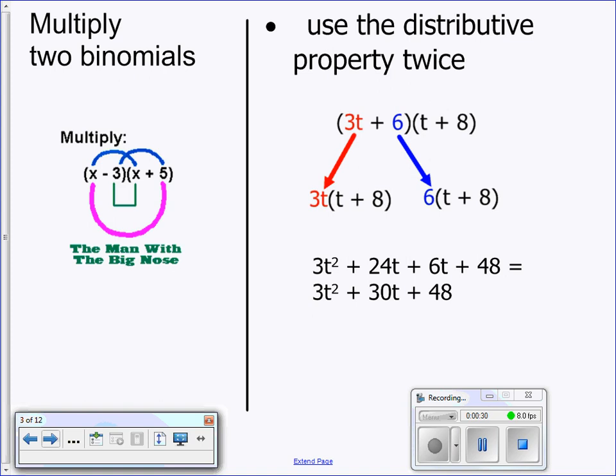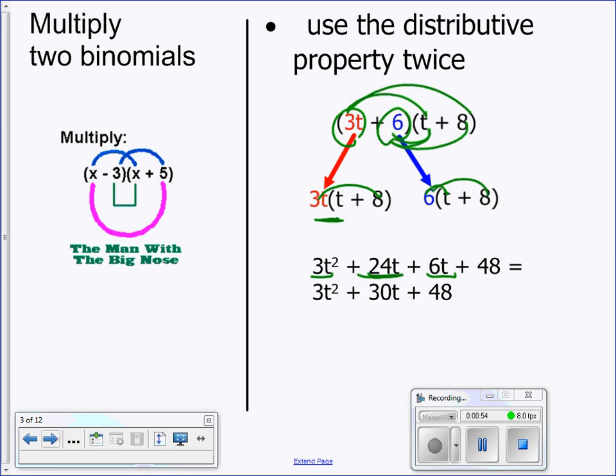When you're multiplying two binomials, it's just doing the distributive property twice. So you're taking this 3t, and you're multiplying it by t and by 8. And then you're taking the 6 and multiplying it by t and 8. So 3t times t is 3t squared. 3t times 8 is 24t. 6 times t is 6t. And 6 times 8 is 48. And then we combine these like terms and get 3t squared plus 30t plus 48.